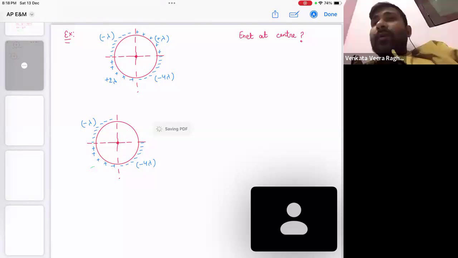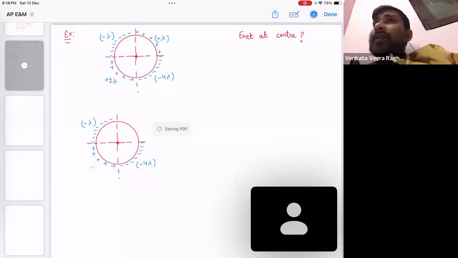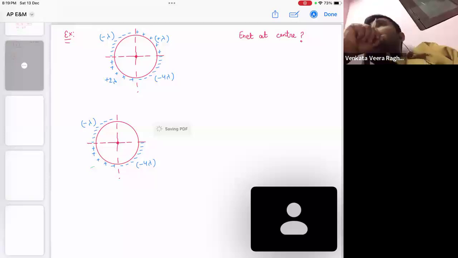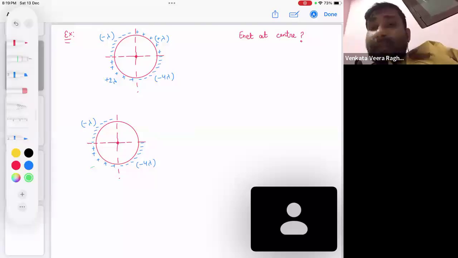Yes, sir. The field of plus lambda in the first quadrant will create, in the third quadrant, minus lambda will create exactly the opposite of that one. Right? So that means the net field of the first and third quadrant will look like what? Only the plus lambda, which is in the third quadrant, right? So that's why you can remove the plus lambda of the first quadrant.